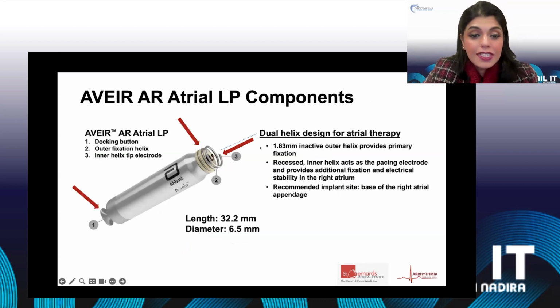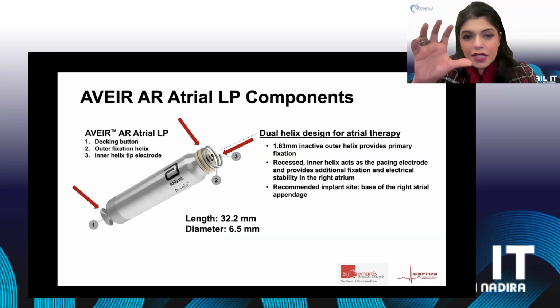This is the atrial device. It's a much shorter device than the ventricular device, and has what's called a dual helix mechanism, mainly to allow for a better catch on the atrium, but also better stability.